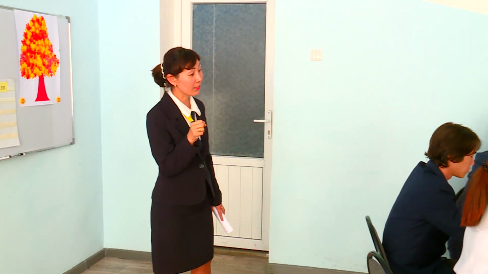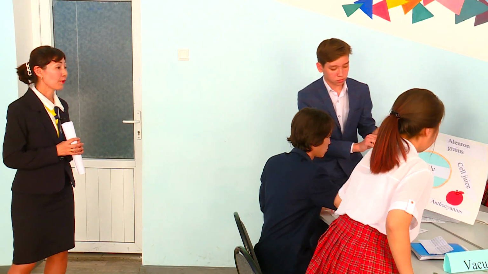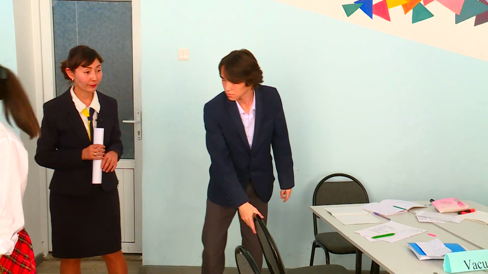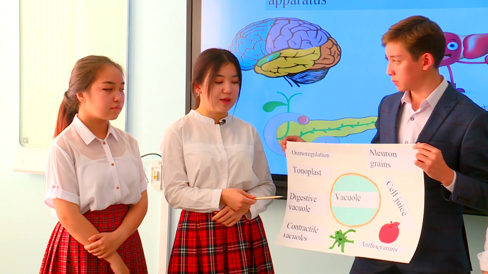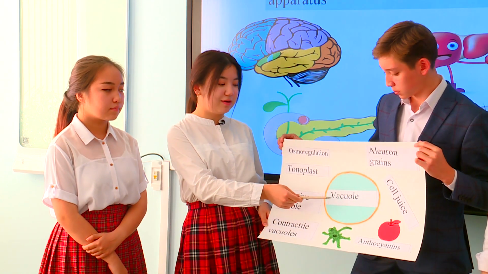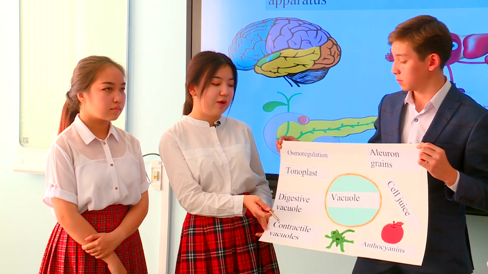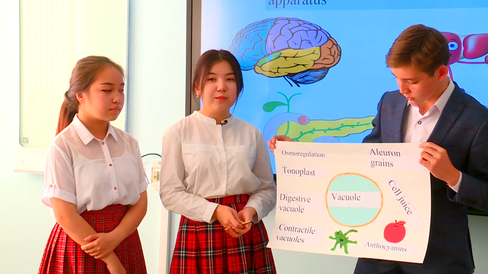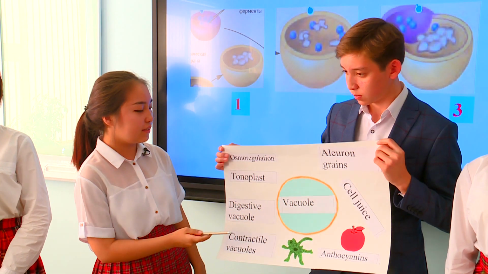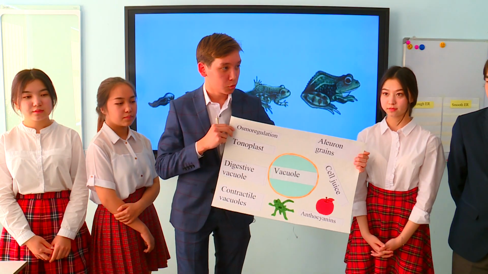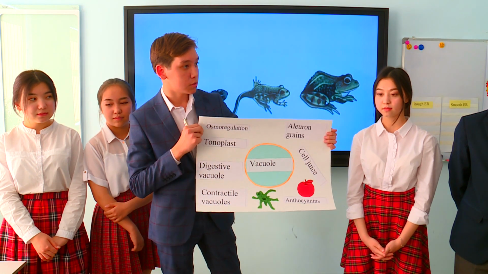The third group makes a cluster using word association. Please, third group, vacuole. We made clusters using word association. Vacuoles are single membrane organoids. Vacuoles are containers filled with aqueous solutions of organic and inorganic substances. ER and the Golgi apparatus take part in the formation of vacuoles. The membrane limiting the vacuole is named tonoplast. The liquid that fills vacuoles is called cell juice.